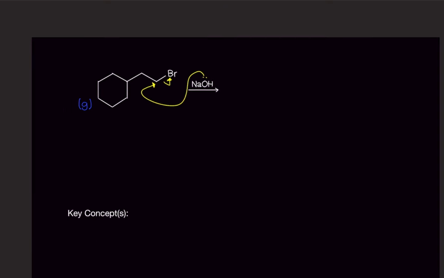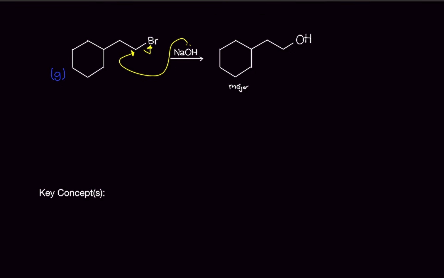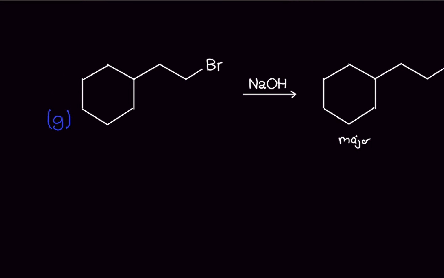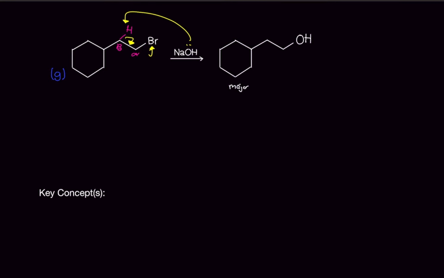Kick this out. And now we are left with the hydroxide there as the major. And let's do the minor, which would be our E2 reaction. Okay, once again, alpha, beta, hydrogen, sacrifice the hydrogen, so you can put a double bond here. And then we kick out the bromine. And then we are left with a double bond.